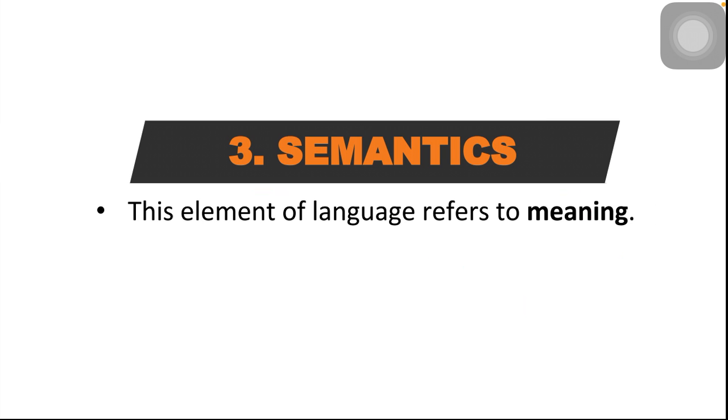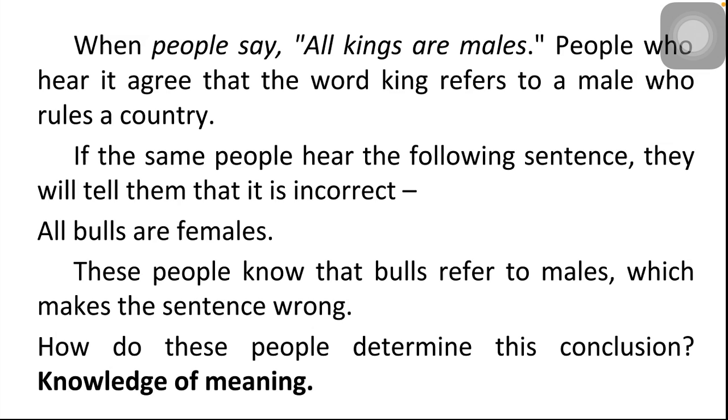Okay. Third part, semantics. Semantics is the meaning, the element of language that refers to meaning. Okay? The meaning of the words, the meaning of the whole sentence or paragraph. That is semantics. When people say all kings are males, people who hear it agree that the word king refers to a male who rules a country.